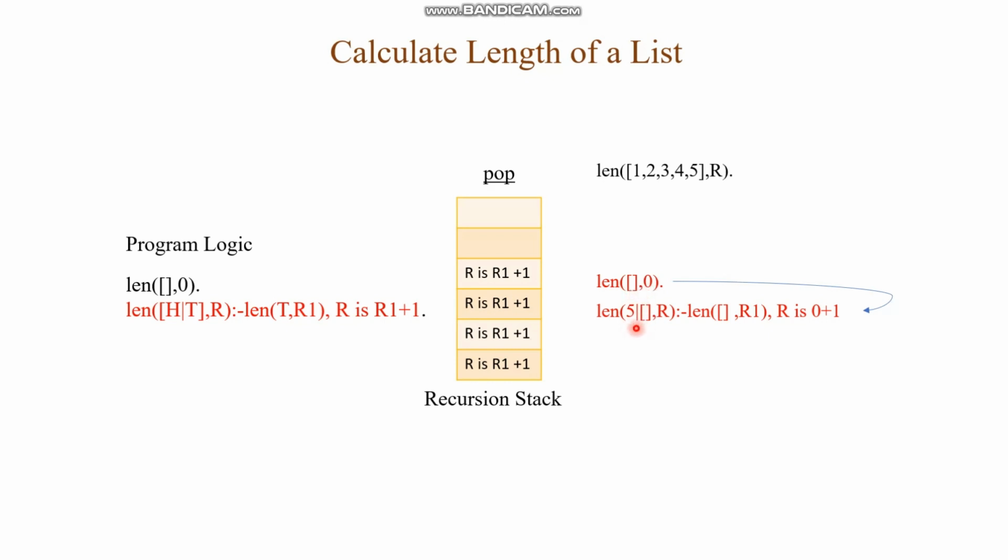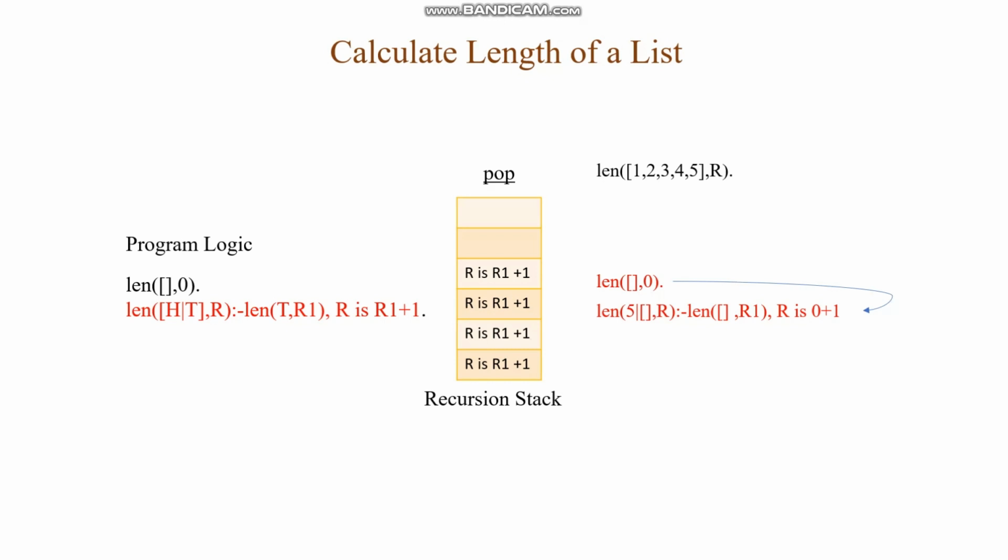Now when the list is storing only one element, 5, at this stage R becomes 1. R is becoming 1 because it is calculated as R equals 0 plus 1, where the 0 is coming from the empty list, and this empty list is being called from the function or predicate that contains only a single element, 5.